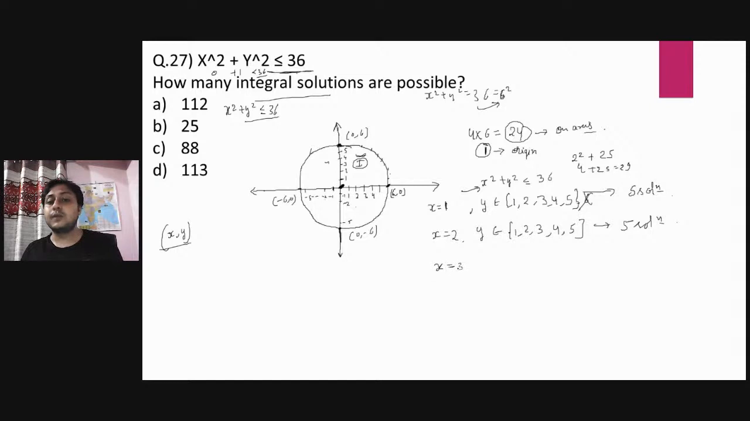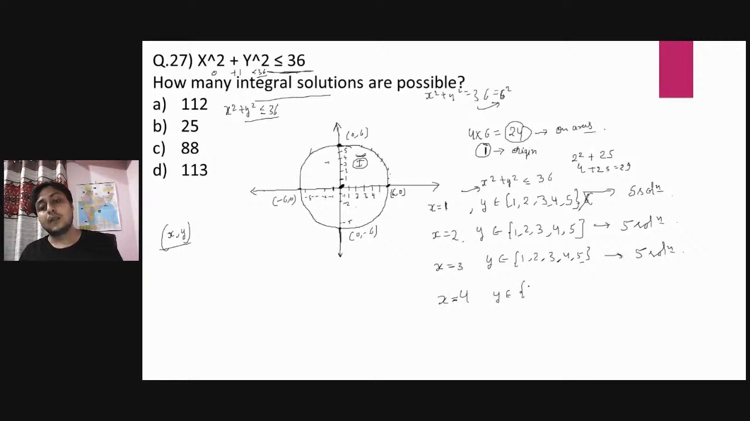Guys, when x equals 3, we can take y as 1, 2, 3, 4, 5, right? Because 5 square is 25 plus 9 is 34. So that is possible. So how many solutions? 5 solutions.